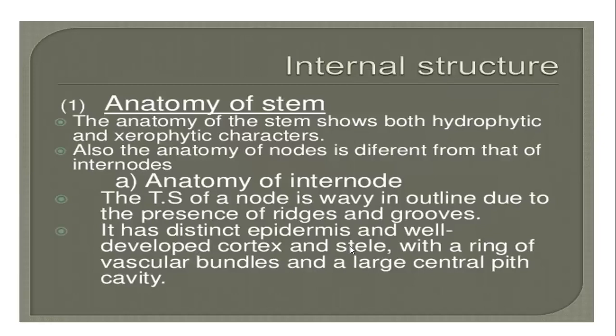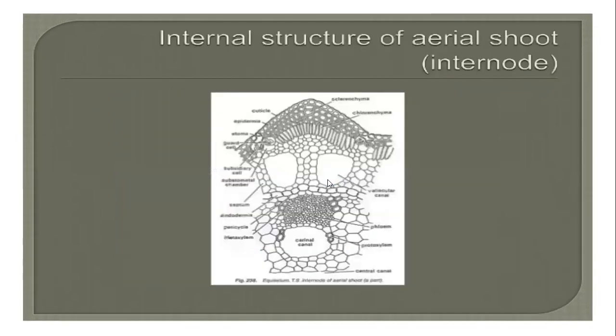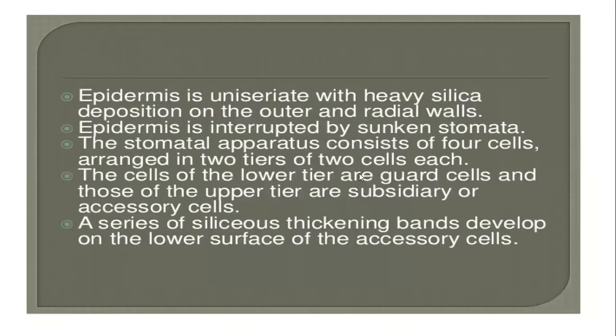And it has a distinct epidermis with a well-developed cortex and a stele, with a ring of vascular bundles and a central large pith region. So this is the outer, well-developed epidermal region. This is the middle cortex, and this is the stellar region represented by a ring of vascular bundles, and this is the central hollow pith.